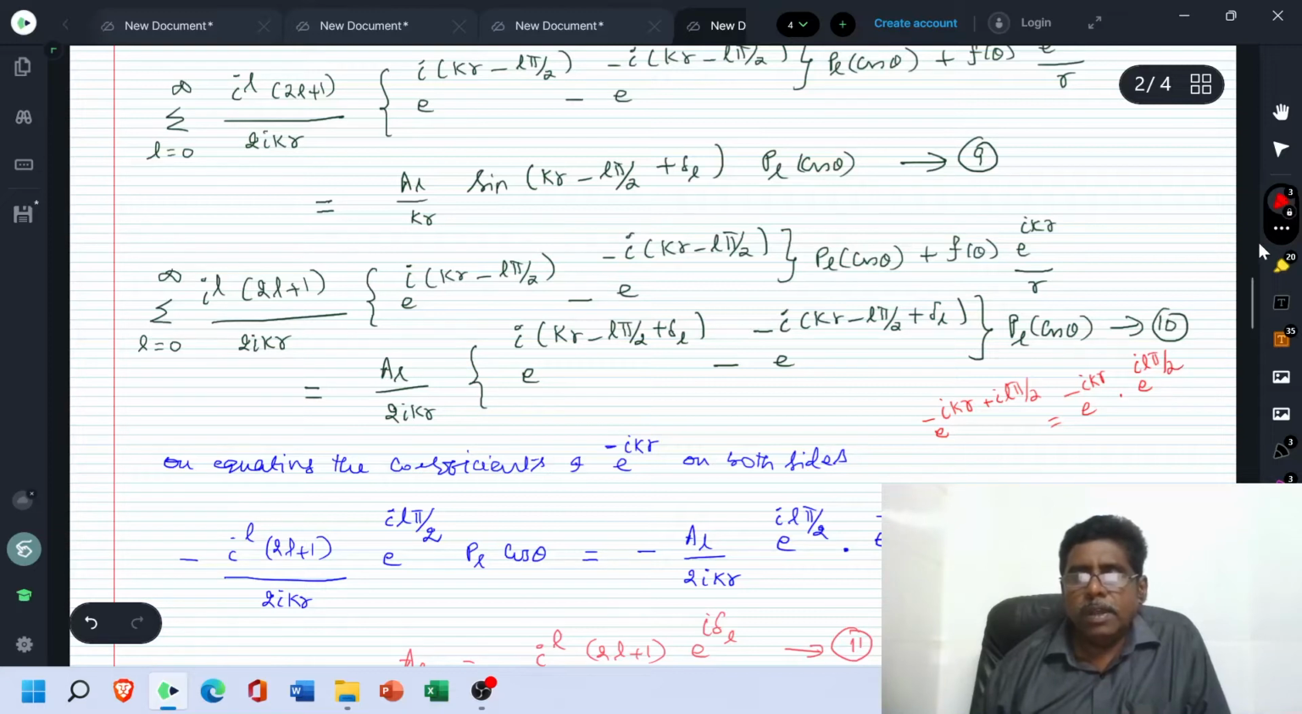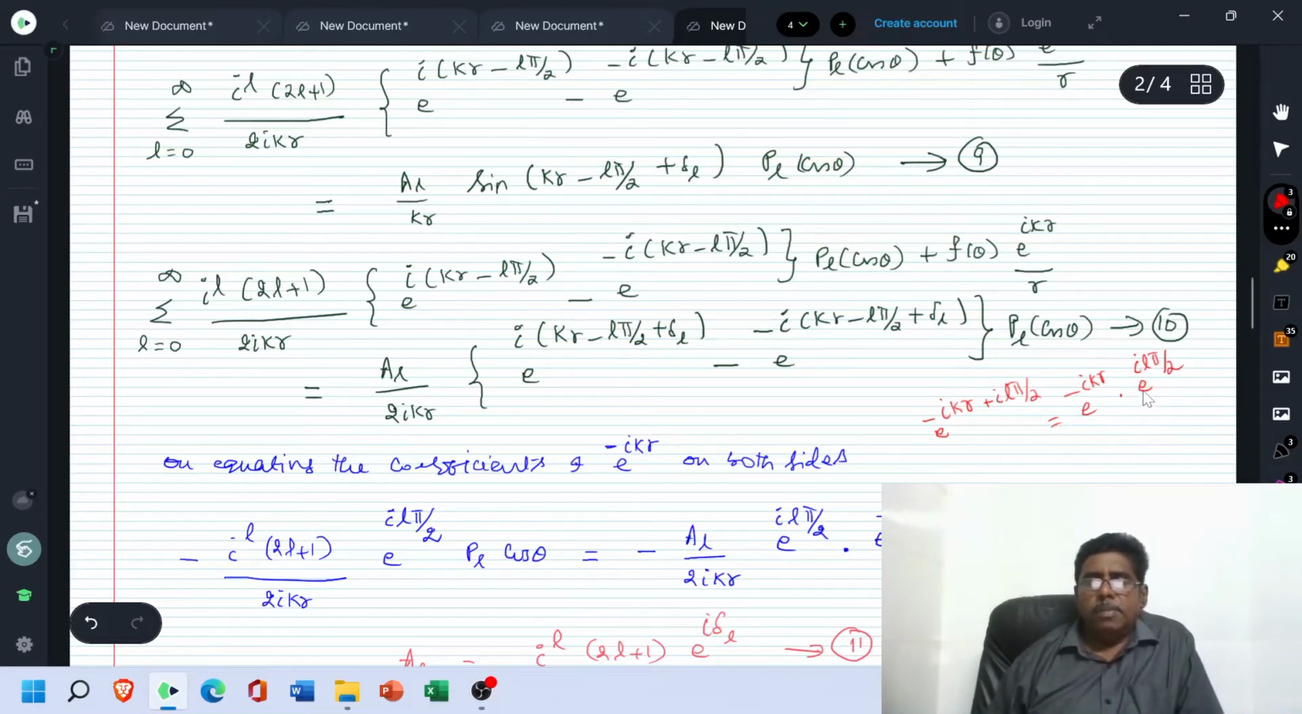If you equate the coefficients of e^(-ikr), just this term e^(ilπ/2) is present. All other terms are in multiplication, so we just have to write i^l (2l+1)/(2ikr). Here the negative sign is present, into P_l(cos θ). The second term has no e^(-ikr) term, so it is cancelled out.